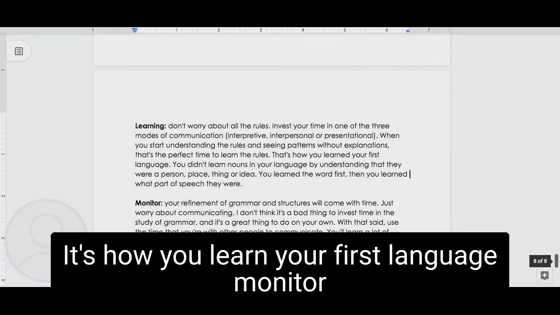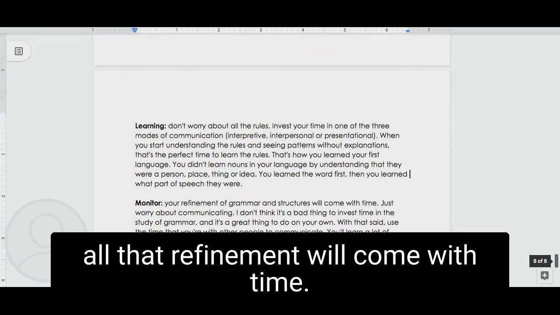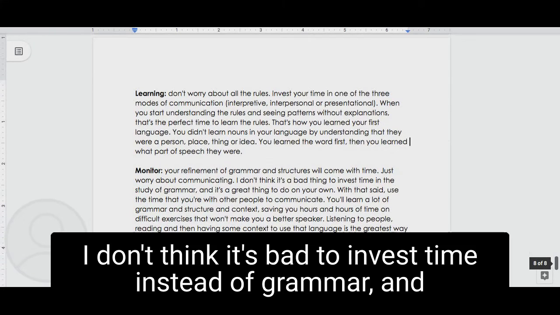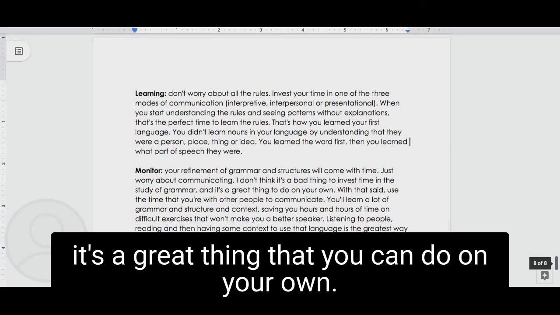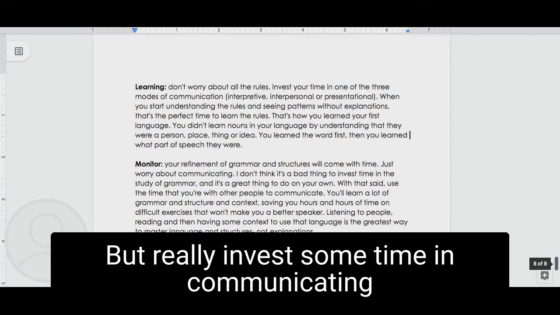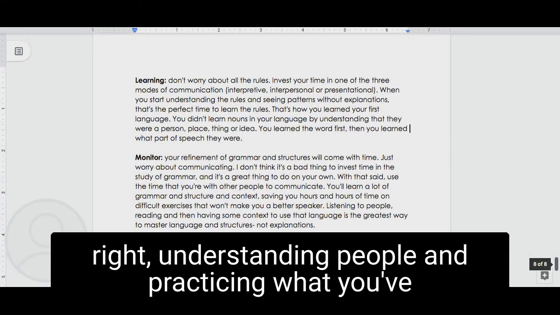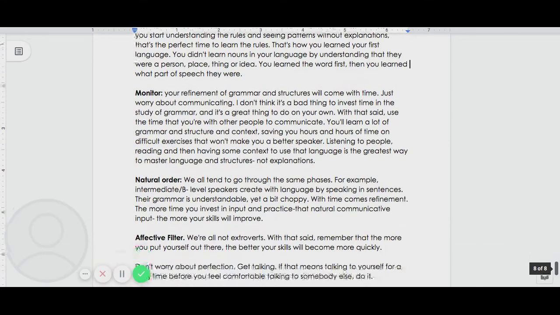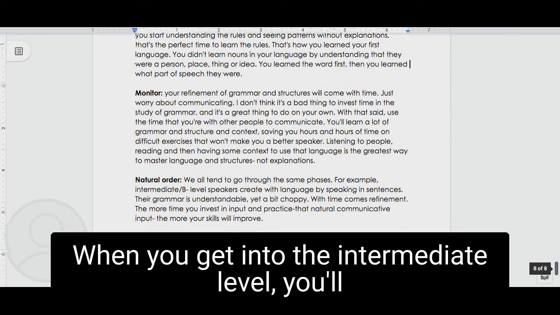It's how you learned your first language. Monitor. All that refinement will come with time. Just worry about communicating. I don't think it's bad to invest time in study of grammar, and it's a great thing that you can do on your own, but really invest some time in communicating, right? Understanding people and practicing what you've learned.